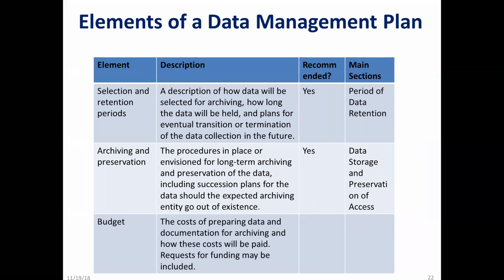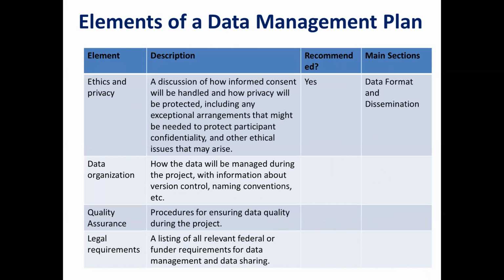Selection and retention period: a description of how data will be selected for archiving, how long the data will be held, and a plan for eventual transition or termination of the data collection in the future. This period of data retention, and then archive and preservation, audit, as I mentioned, you have to consider. Because you can't generate data freely, you can't store data freely. You have to consider all these. Ethical and privacy, as we mentioned: a discussion of how informed consent will be handled and how privacy will be protected, including any exceptional arrangement that might be needed to protect participant confidentiality and other ethical issues that may arise.